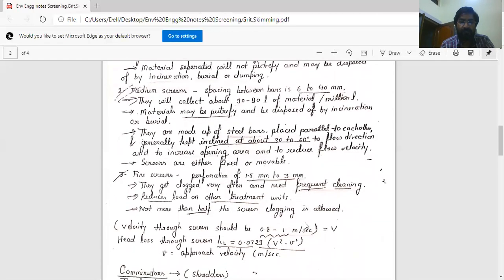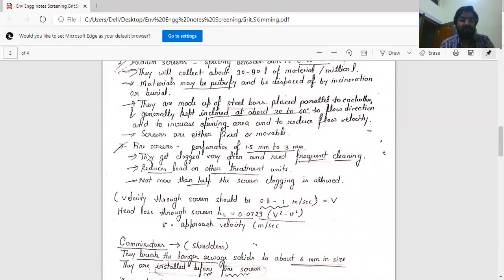The third type of screen is fine screens. Here there are no separate iron bars. Fine screens are in the form of sieves, with perforation in a sheet; fine screens means perforated sheets, with perforations of 1.5 mm to 3 mm. They get clogged very often and need frequent cleaning. Fine screens reduce load on other treatment units.